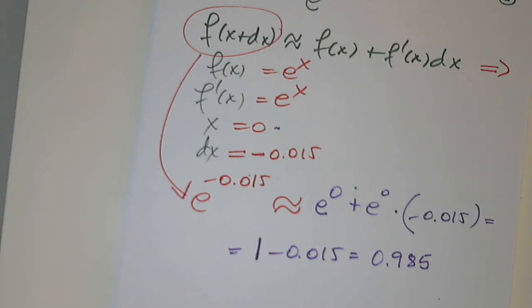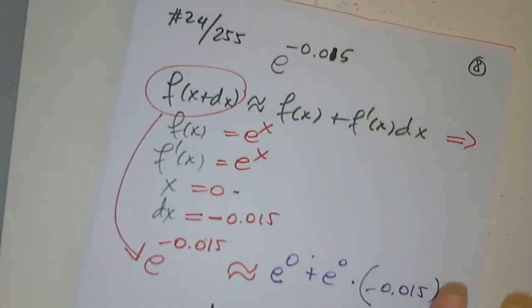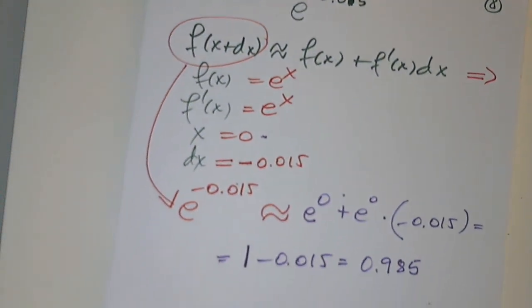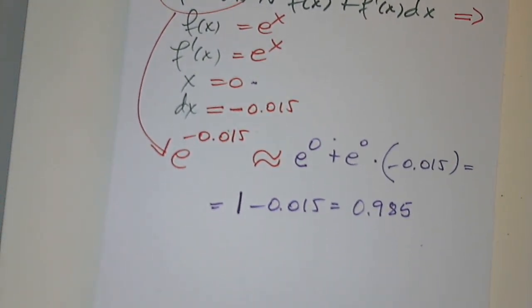Is it not 2? e to 0 plus e to 0? But I cannot add before I multiply. By the order of operations, I have to multiply first and then add. Okay. Is that okay, everyone? Okay.